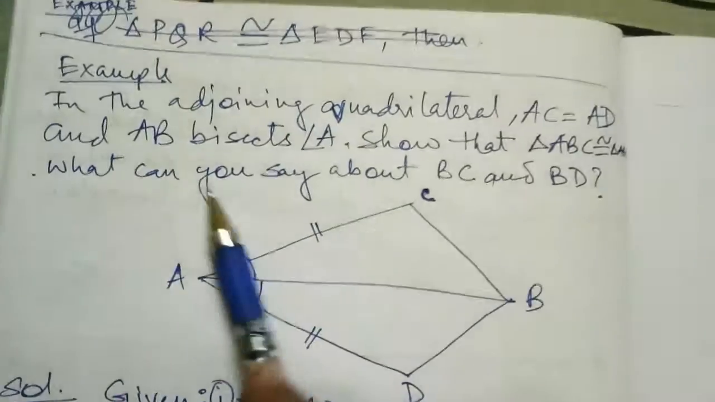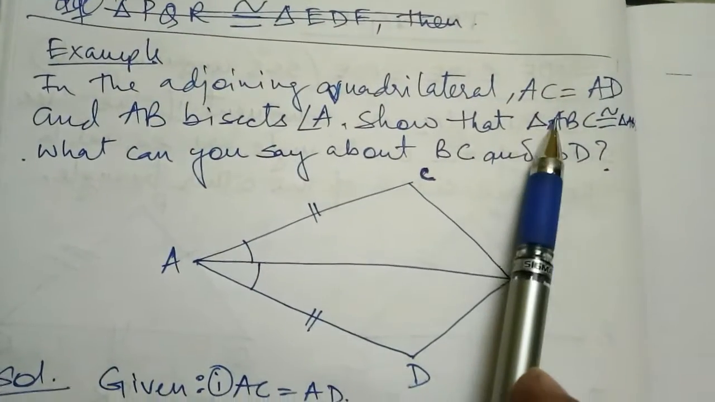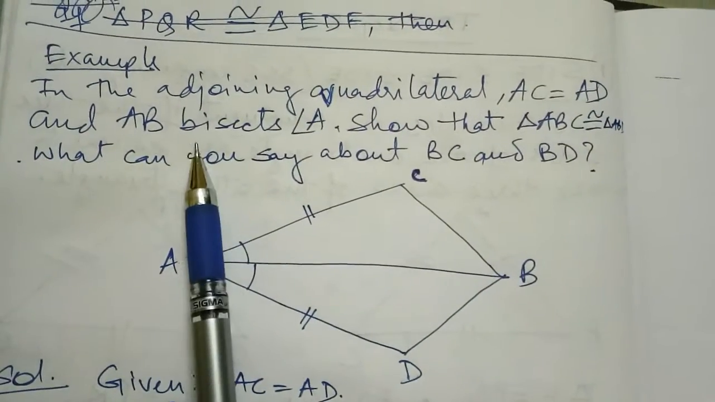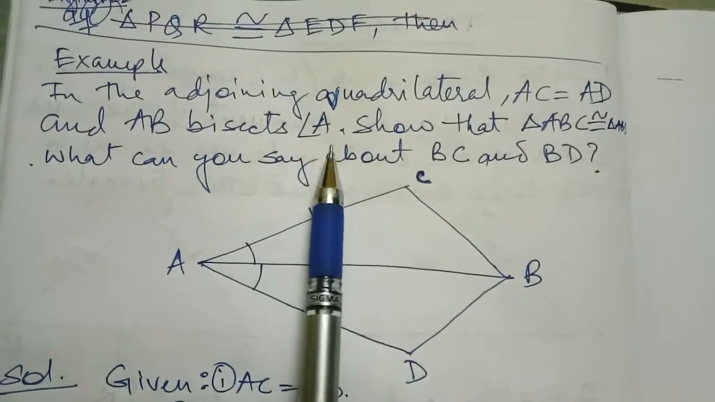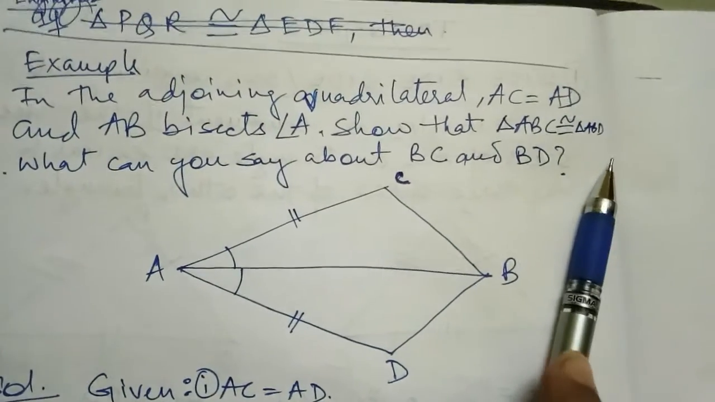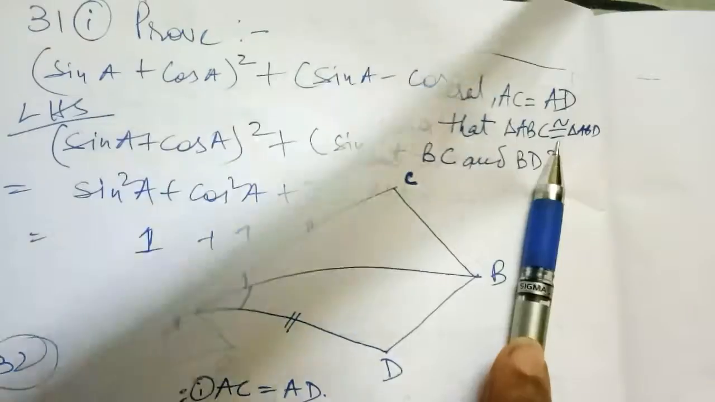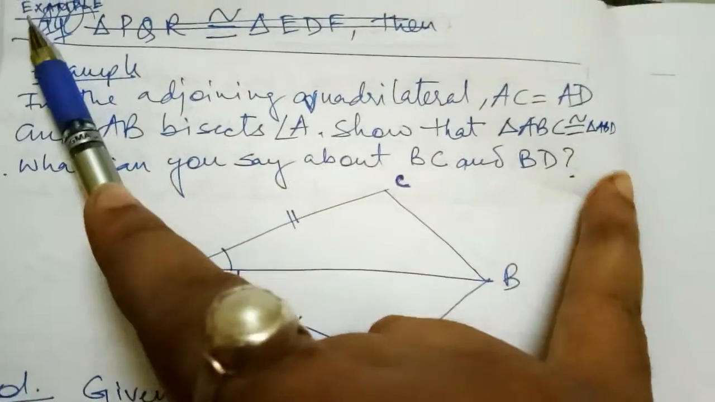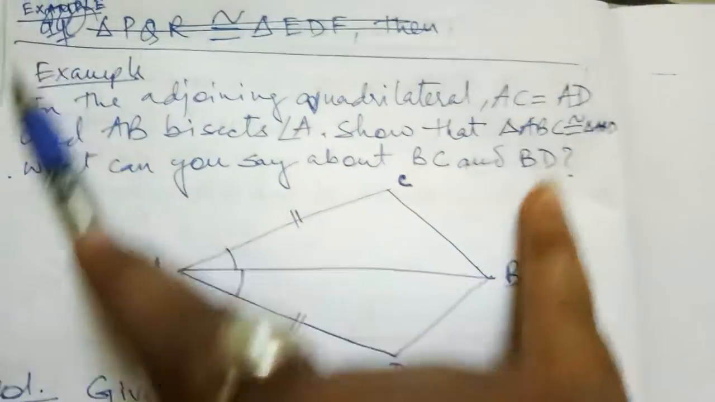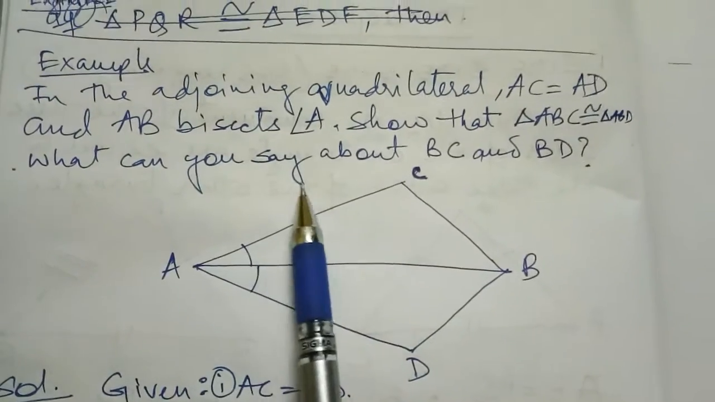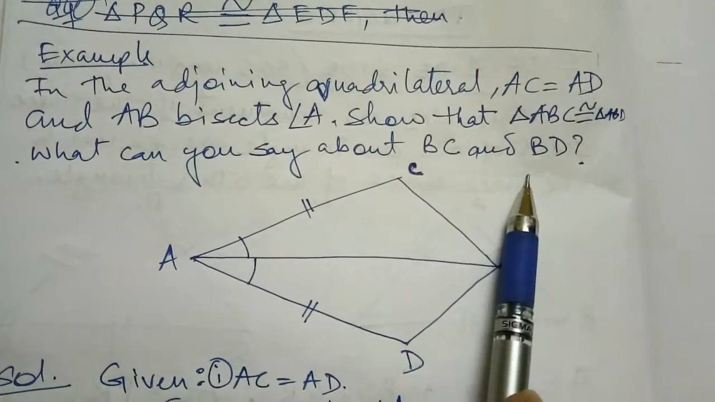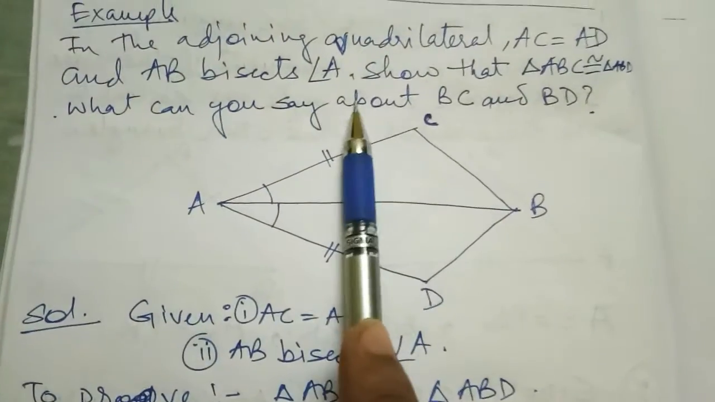See what is given. In an adjoining quadrilateral, AC equals AD and AB bisects angle A. Show that triangle ABC is congruent to triangle ABD. What can you say about BC and BD? See, this is the part. Now, what is the concept?